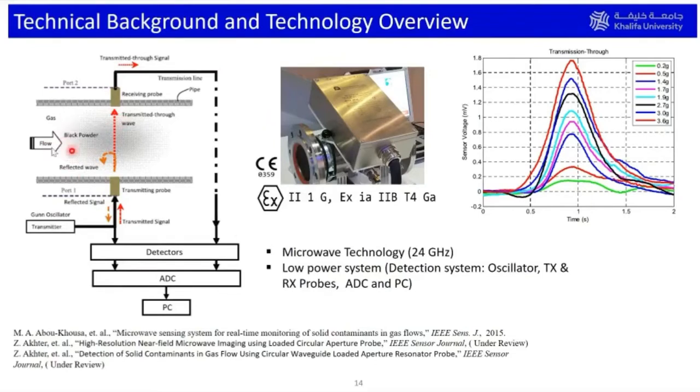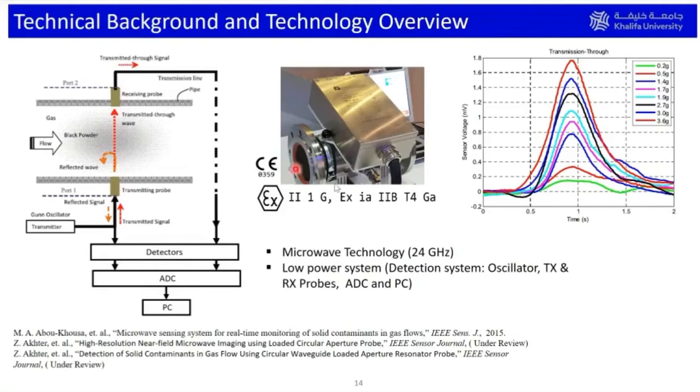So let's assume you have a situation where these suspended particles have a lower concentration. The amount of reflection and transmission is a function of the concentration of these suspended particles inside a pipeline. So we need to measure those suspensions, and we need to come up with a solution that says this much black powder is flowing inside the pipeline.